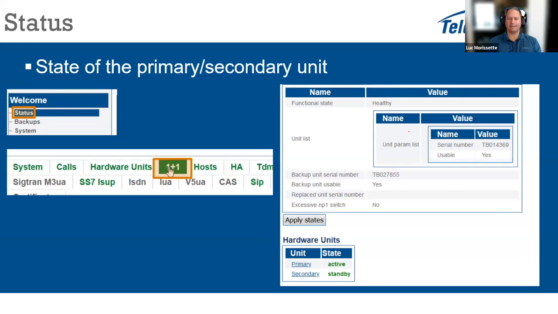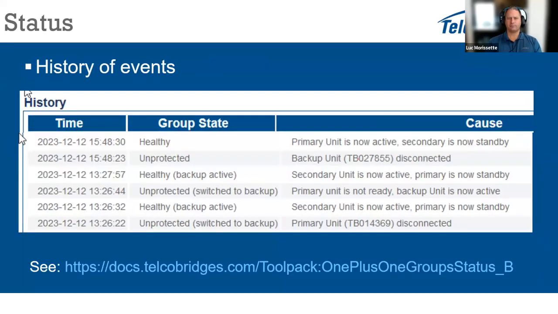If you look at the status, you will have a 1+1 tab that will be available here. And this 1+1 tab will tell you what is the status of your devices, who is active, who is standby, and what is the backup unit and is it available, and information like this. Right? And you also get the history information. So you will see if something happened.